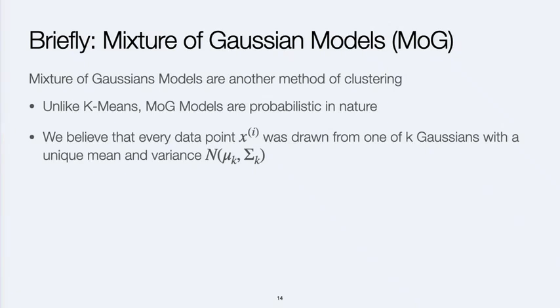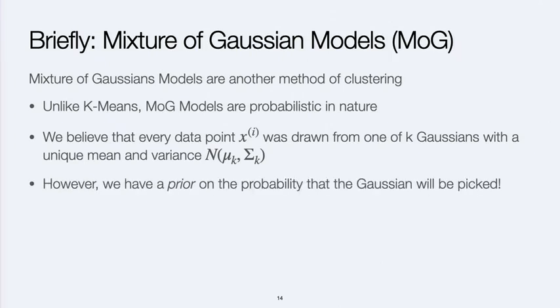But with mixture of Gaussian models, all of the Gaussians that we initialize our clusters to can be pretty different because they can have different covariances. In homework, we saw that the covariance determines the shape, whether it's more spherical or more long and elliptical, and we can see that in mixture of Gaussians. The difficult thing about mixture of Gaussians is that there's a prior on the probability that the Gaussian will be picked. So there's two steps here. The first is we pick which Gaussian will be used to sample the data point X, and then we sample the data point X from the Gaussian.